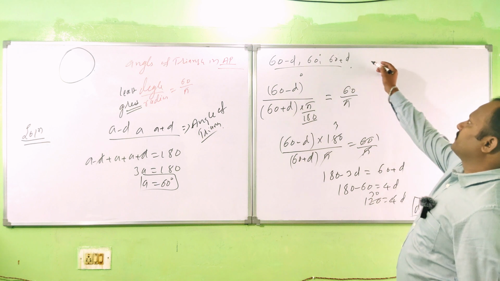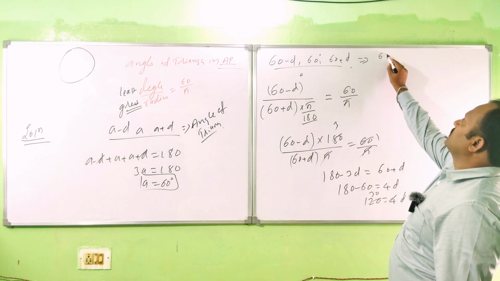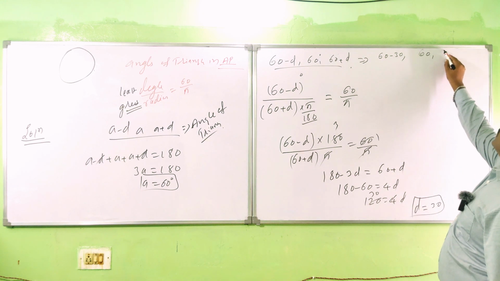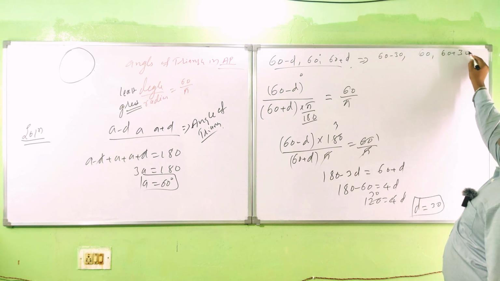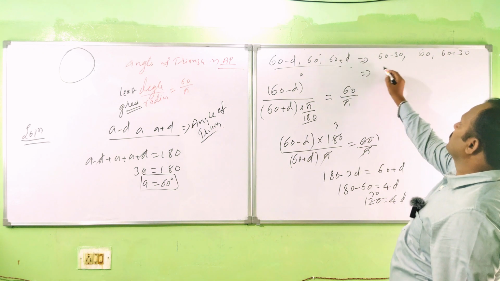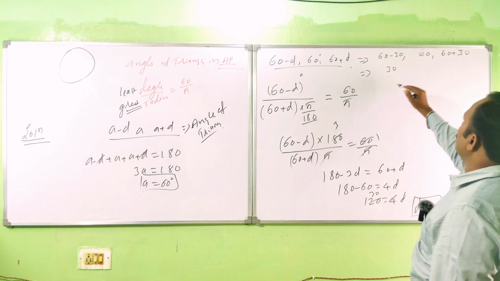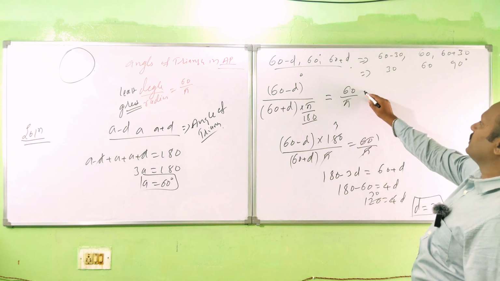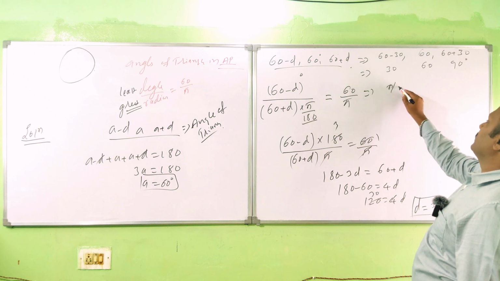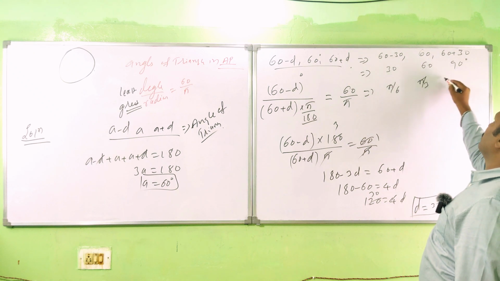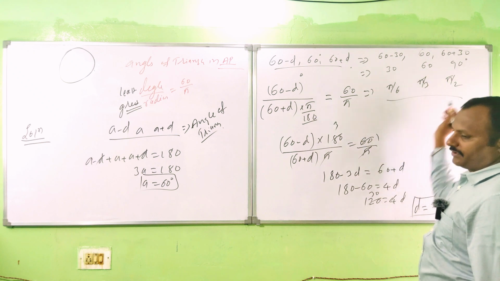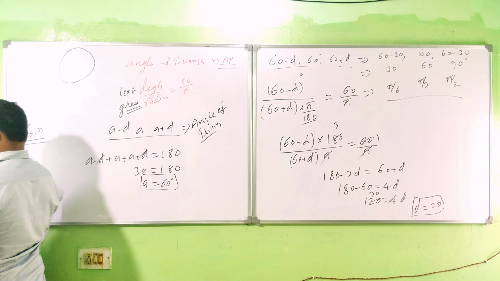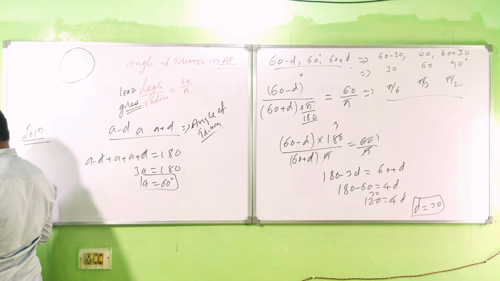Therefore, the corresponding angles are 60 minus 30, 60, and 60 plus 30. This gives 30 degrees, 60 degrees and 90 degrees. They ask in radians also. In radians you have pi by 6, pi by 3 and pi by 2. Do the simplification steps, that's an easy one. They have done several questions based on degrees and radians.